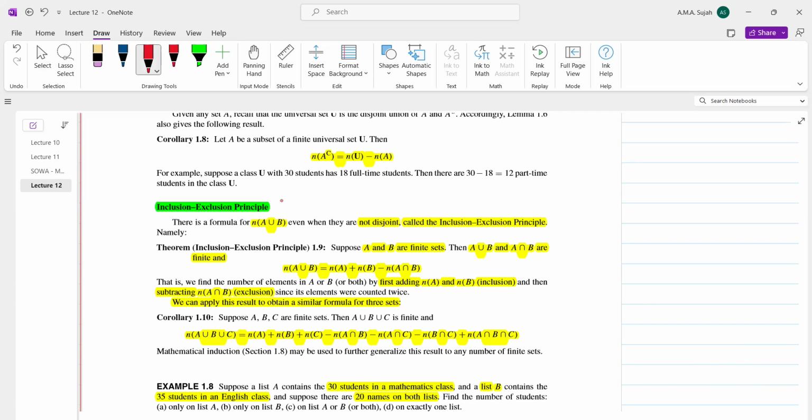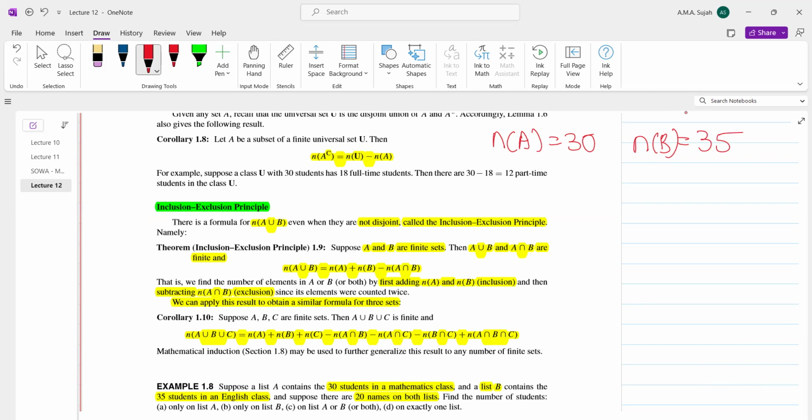Okay, now we will look at the question. In this question, there are two sets, right? Set A for mathematics, set B for English class. They are mentioned in set A, there are 30 students. So 30 students means number of A is equal to 30. Similarly, they are saying in list B, 35 students in English class. Number of B is equal to 35.